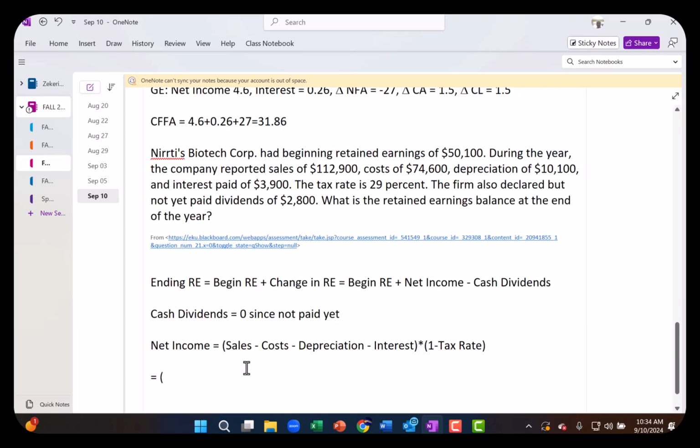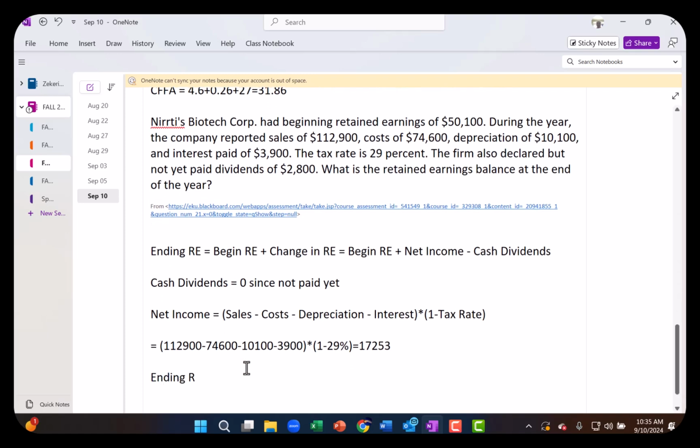All I have to do is enter them. Sales is 112,900 minus 74,600 minus 10,100 minus 3,900 times 1 minus 29%. Microsoft OneNote has an inline calculator. Of course, you can do this in Excel as well, but it's a simple calculation. It's a lot quicker here.